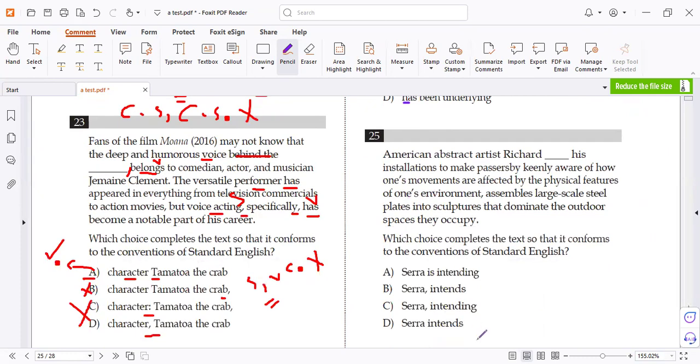25. I chose A. No, read again. Okay, B. No, we don't guess. We read again. Okay, sir.